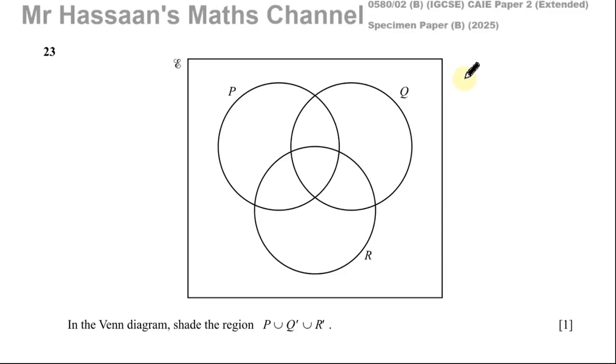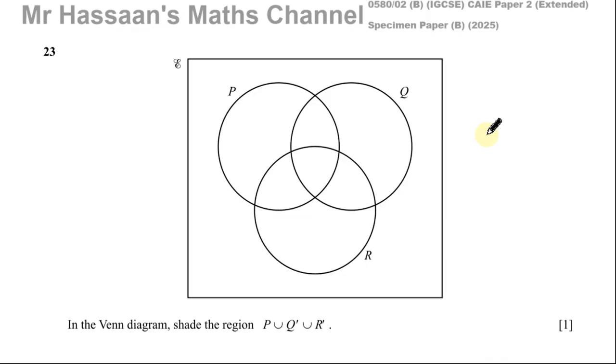Welcome back. This is Mr. Hassan's Maths channel. I'm now answering question number 23 from the specimen paper B of the 2025 new syllabus for the 0580 Cambridge IGCSE exam. This is from paper 2, the non-calculator paper. And here we have a question involving Venn diagrams and shading.